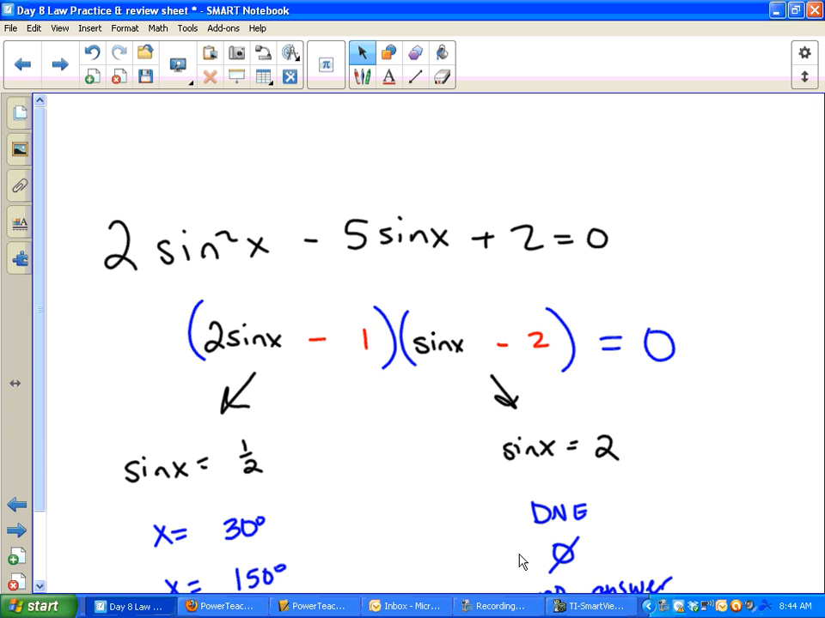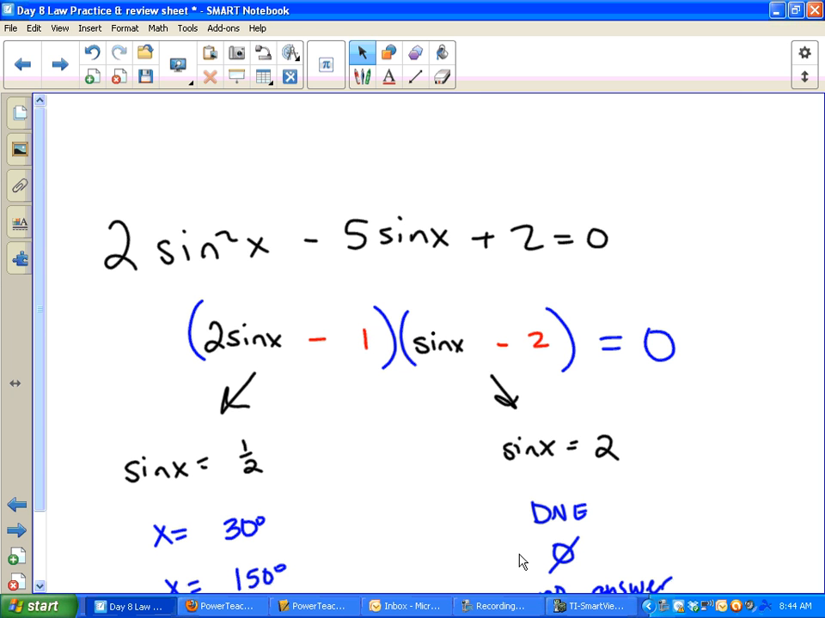From 0 to 2 pi. And those steps, make sure you have those steps on your pink sheet. Get everything on one side, factor, separate, solve. That's the procedure for every solving trigonometry. So get everything on one side, factor, separate, solve. That's where you're going to get through all those.